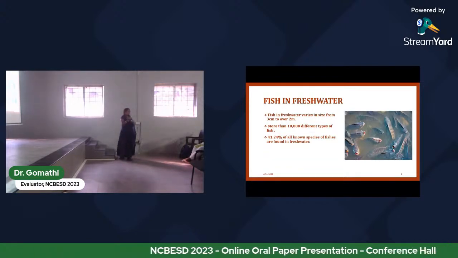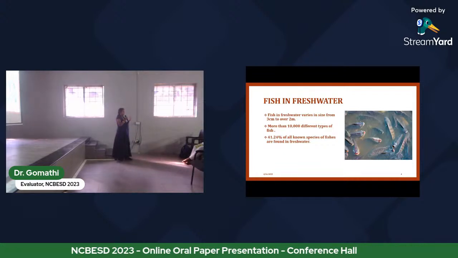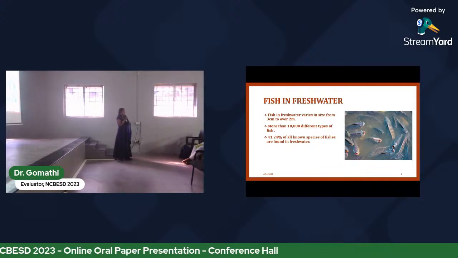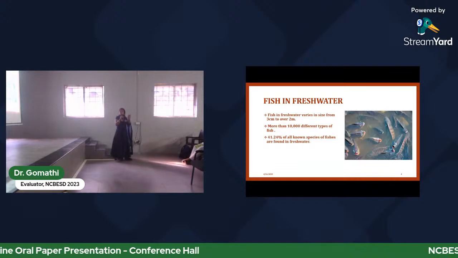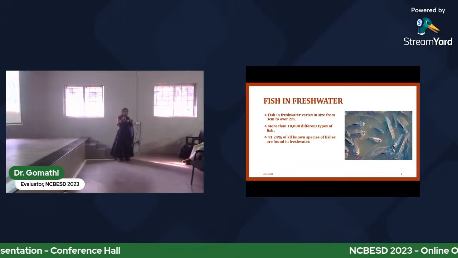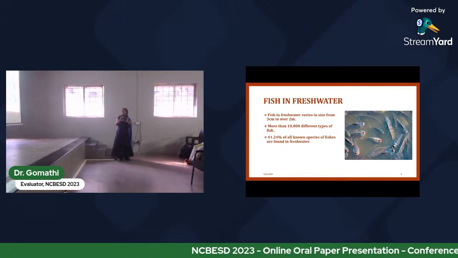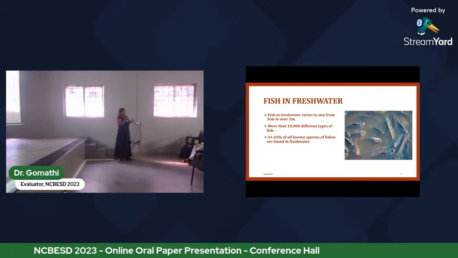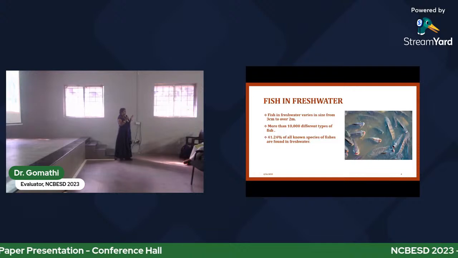Freshwater and fish. There are many types of fishes in freshwater. Currently there are around 10,000 different types of fish considered. The fish range from small to big in size, from under 3 centimeters to 2 meters.